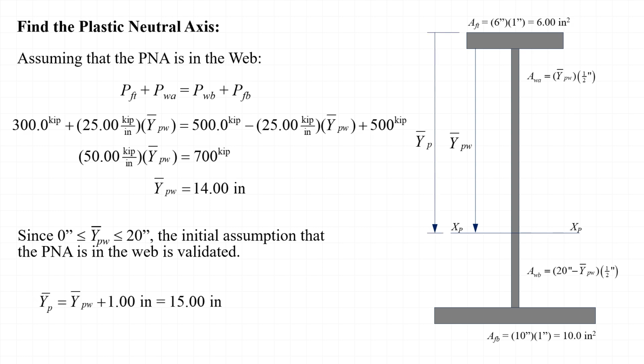Next, if we want to, we can find the location of the plastic neutral axis relative to a more conventional datum. Here, I'll show that the location of the plastic neutral axis is 15 inches measured from the top of the steel cross-section using the notation y bar sub p. Note that I use the notation y bar sub p to indicate that the distance is measured from the top of the cross-section, and I use the notation y bar sub pw to indicate that the distance is measured more conveniently from the top of the web of the section.